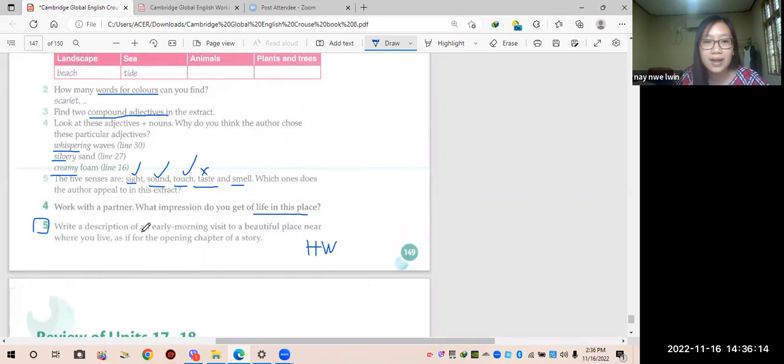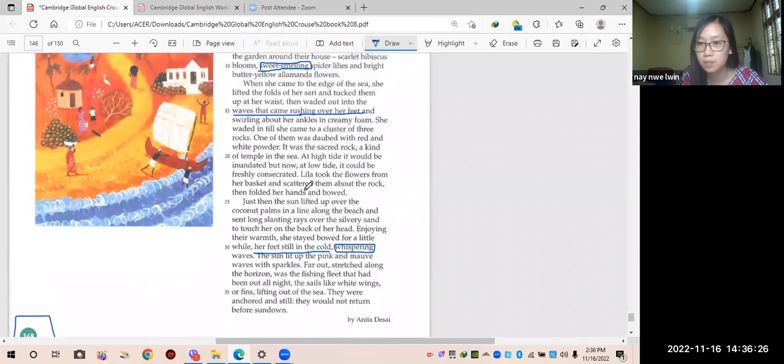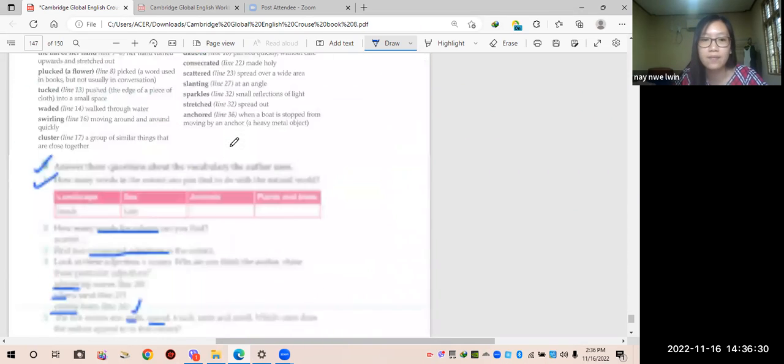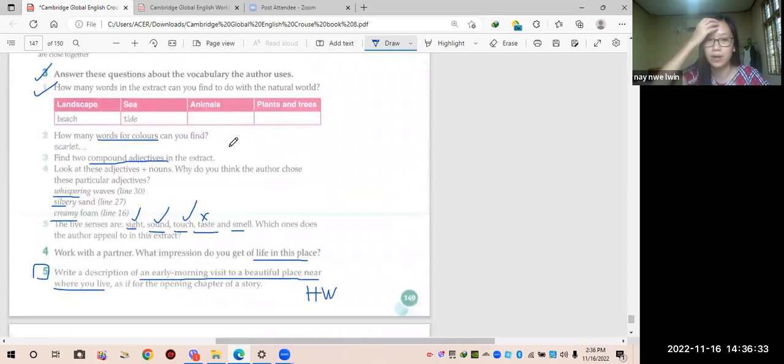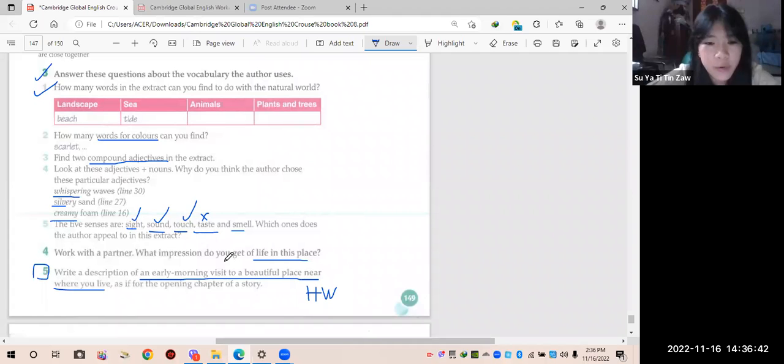Write a description of an early morning visit to a beautiful place near where you live, as if for the opening chapter of a story. This text will be an example for you. Read the text again, and write your own paragraph describing an early morning visit to a beautiful place near where you live. Do I have to write from my perspective or as if someone else is writing? From your perspective, of course.